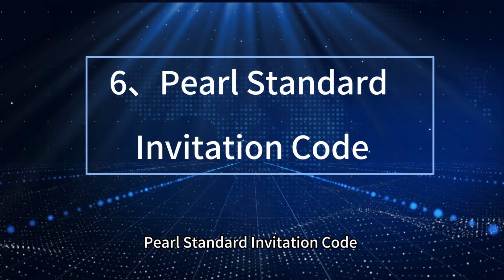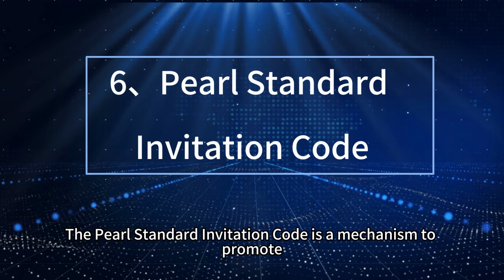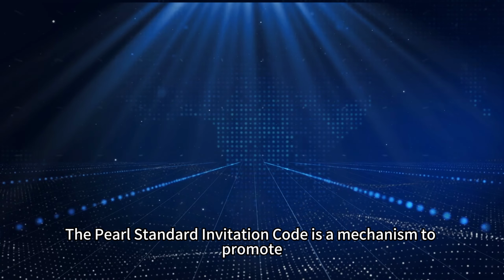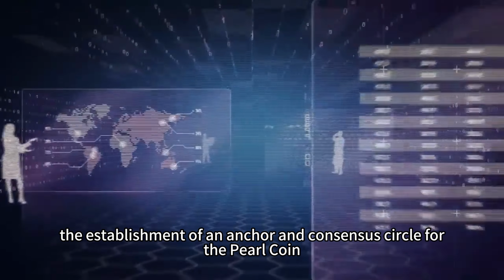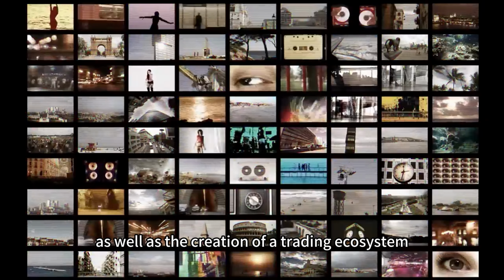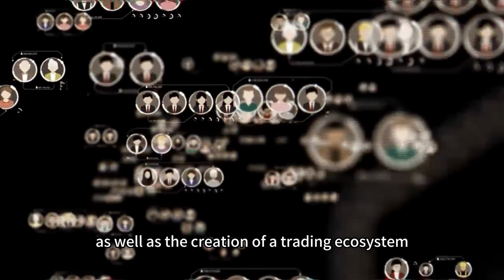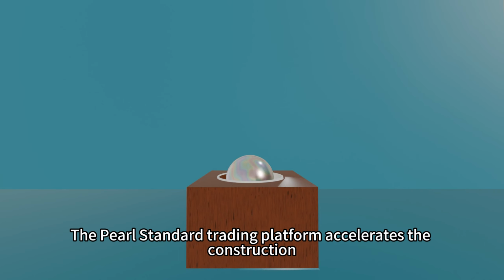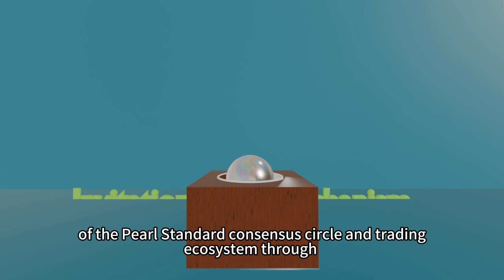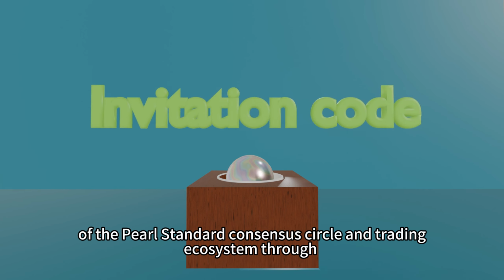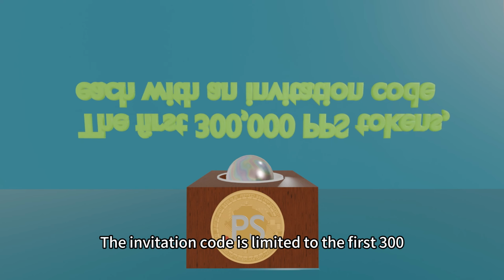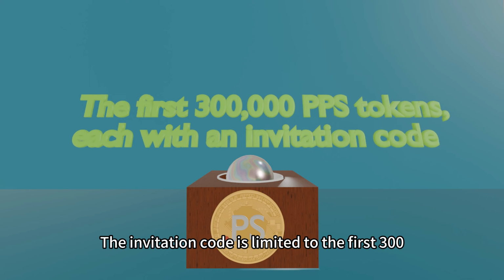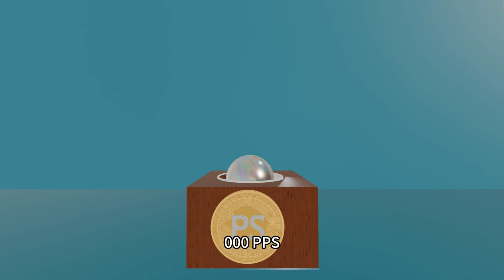6. Pearl Standard Invitation Code. The Pearl Standard Invitation Code is a mechanism to promote the establishment of an anchor and consensus circle for the Pearl coin, as well as the creation of a trading ecosystem. The Pearl Standard Trading Platform accelerates the construction of the Pearl Standard Consensus Circle and trading ecosystem through the Invitation Code mechanism. The Invitation Code is limited to the first 300,000 PPS.